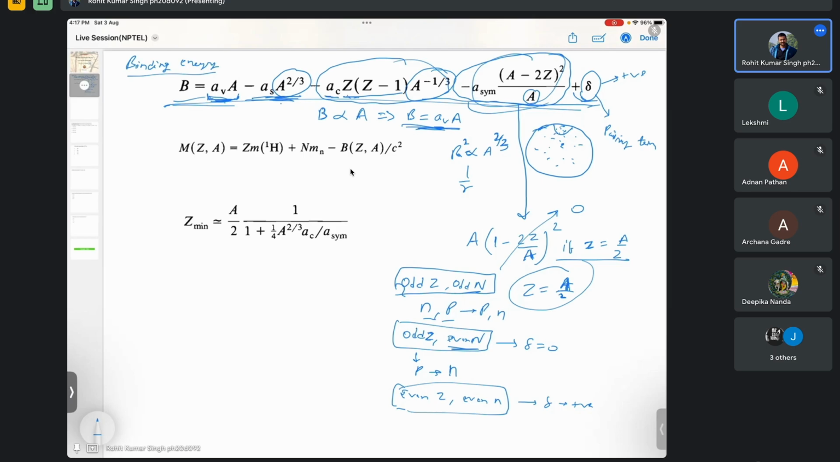Okay. So I don't know. Do you understand this, or should I go over it again? Everyone got this concept? Why the pairing term is there?